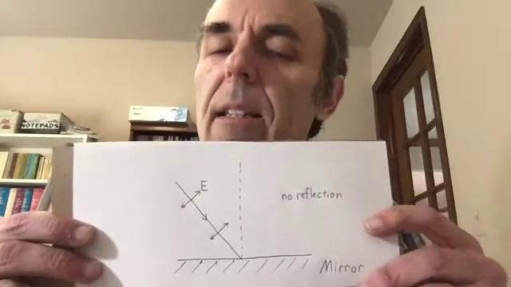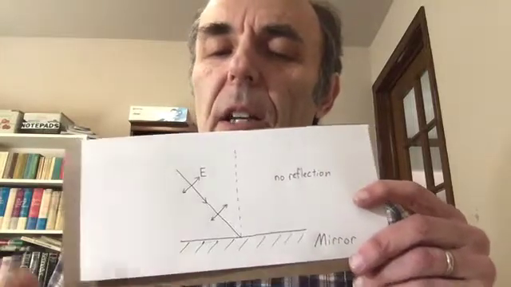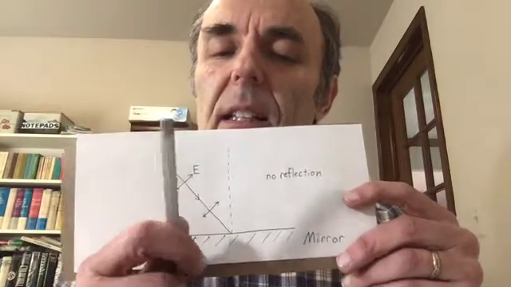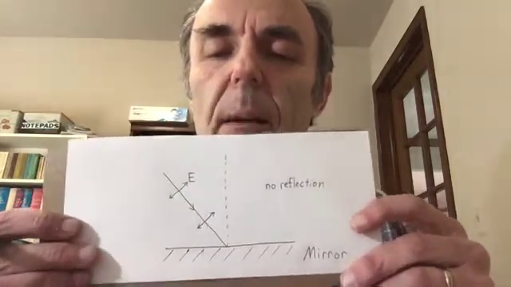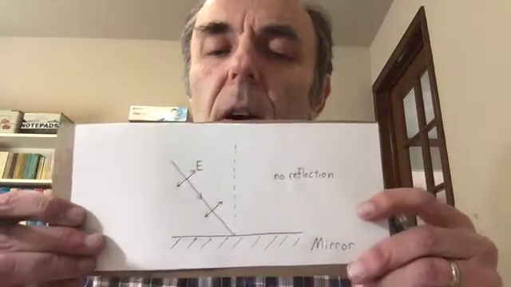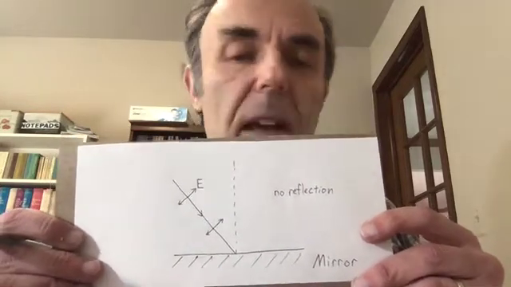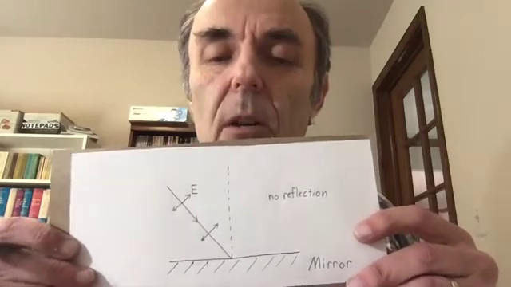Now I should add that the fact that you get no reflection depends a little bit sensitively on the exact angle the light hits. So we're not going to worry about those details, but in general, the light comes in and this polarization state tends to have less reflection, or in some cases no reflection.